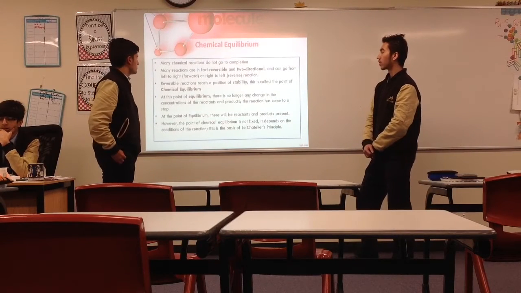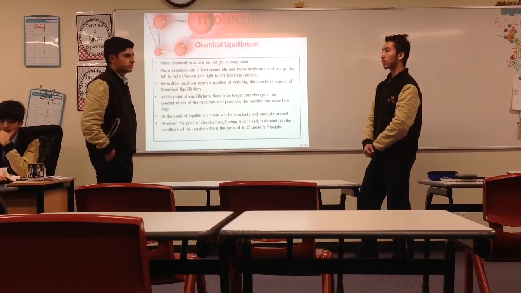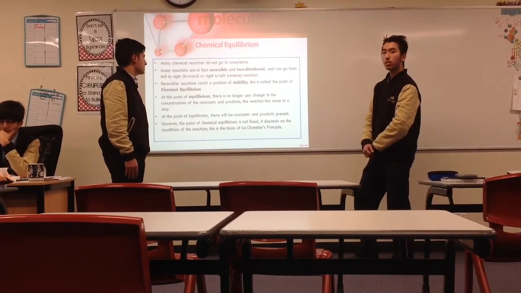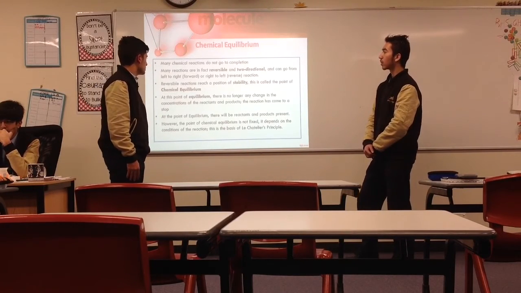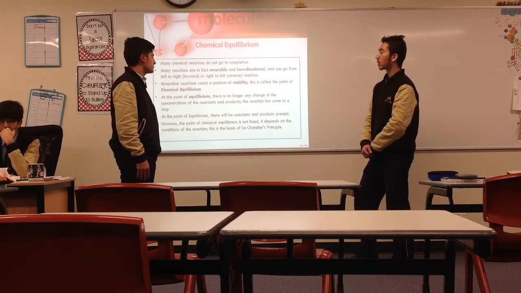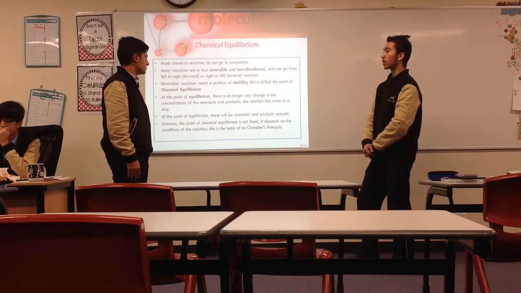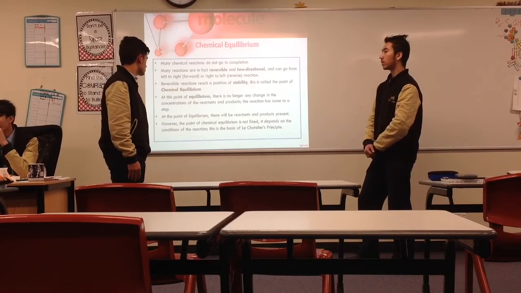The chemical equilibrium. Many chemical reactions do not go to completion. Many reactions are reversible and two-directional and can go from left to right, the forward reaction, or right to left, the reverse reaction. Reversible reactions reach a position of stability that is called the point of chemical equilibrium. At this point, there is no longer any change in concentration of the reactants and products. The reaction appears to have come to a stop.